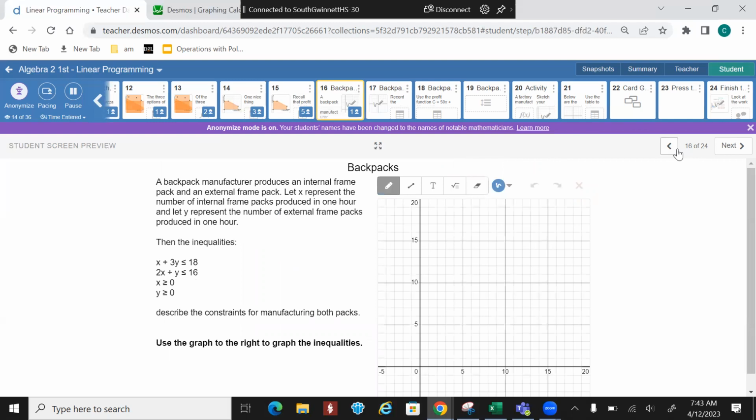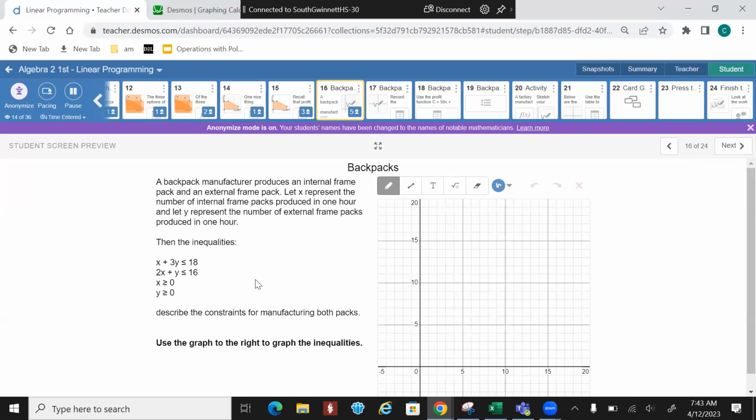Okay. Slide 16 is what your performance final question will look like. What they're giving you is a scenario. They give you the inequalities, and then they say, tell me what the constraints mean, graph it, and then I think the next slide has another question on this. So one of your questions on your performance final is going to look like slide 16 and 17.